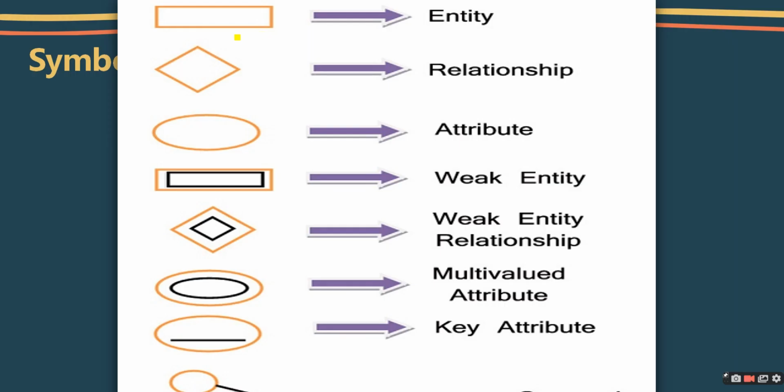Okay, now the symbols of ER diagram. Just as in the case of flowchart, we have seen the basic symbols, in the same way, we are going to use these. For entity, we are going to use a rectangle. Entity, what is entity?